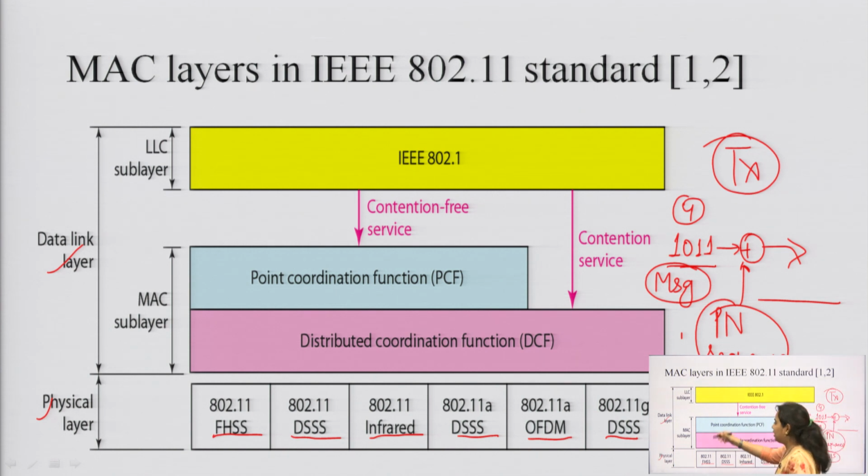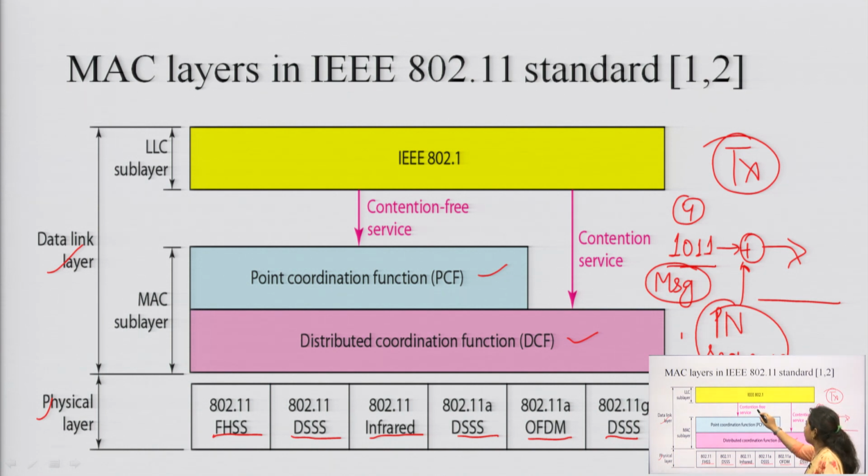Now, this is the data link layer. This is the MAC sublayer, and this is the LLC sublayer, the logical link control, that is LLC. You can see that this is denoted by the distributed coordination function, that is DCF, and this is denoted by the PCF, that is the point coordination function. So, both these functions are required at the MAC sublayer.